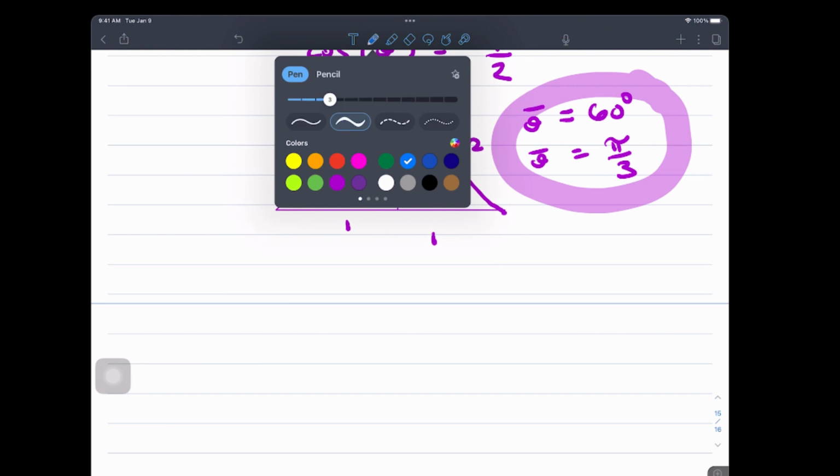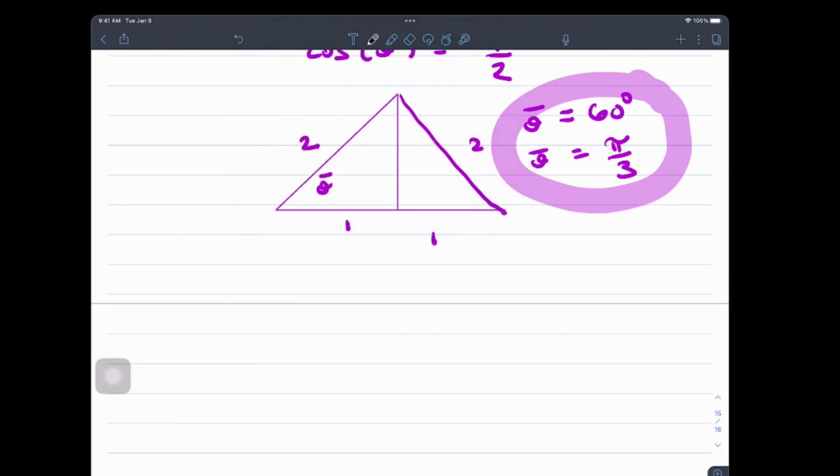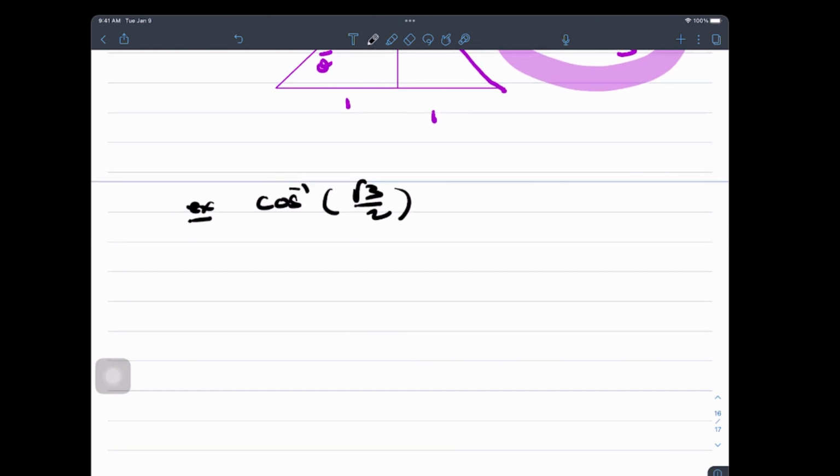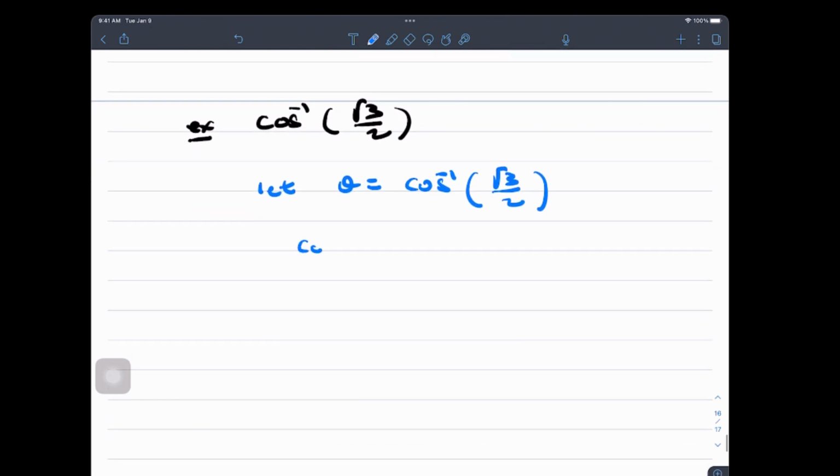All right, you guys okay with that? Anybody have any questions on this one here? This is a process that I think, ladies and gentlemen, is important because you're going to see this in the next section. So even if they say, what about inverse cosine of square root of 3 over 2, you follow that same process. You're going to let theta be inverse cosine of square root of 3 over 2. You're going to find theta. That means cosine theta is the square root of 3 over 2.